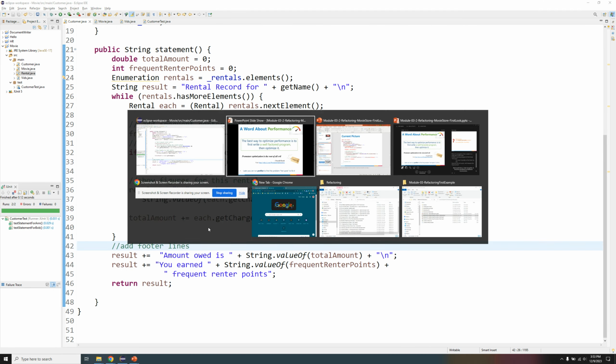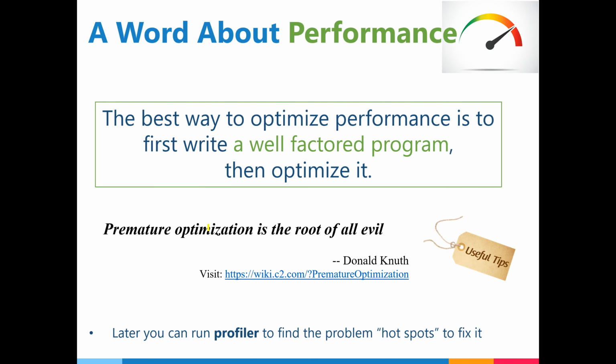So this is working. But again, a word about performance. It is here, Donald Knuth. Premature optimization is the root of all evil. The best way to optimize performance is to first write a well-factored program, then optimize it. Okay? Later you can run a profiler.